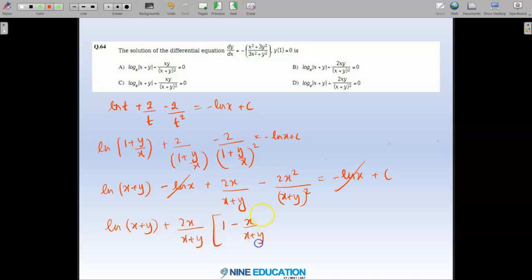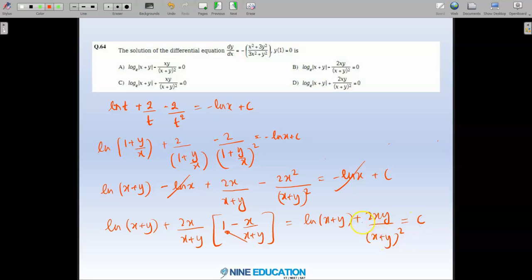What is 1 minus x by (x plus y)? If you take the LCM, it will be x plus y minus x. The x term will get cancelled, and only y by (x plus y) will be left. So overall, it is ln (x plus y) plus 2xy divided by (x plus y) whole square, and that is equal to some constant c.